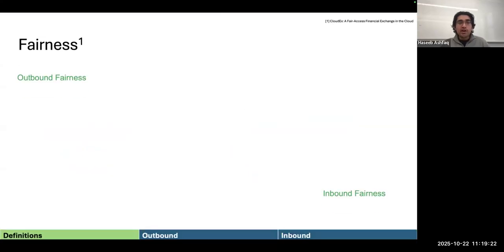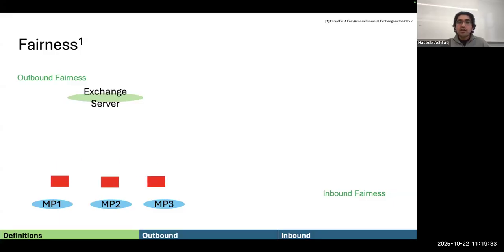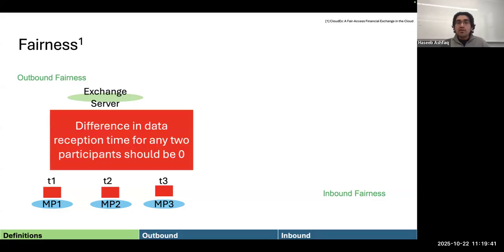So fairness, there are two kinds of fairness: outbound fairness and inbound fairness. In outbound fairness, we have an exchange server. It sends market data to all the market participants, and market participants may receive this message at different times. Let's say T1, T2, and T3. This difference in data reception time for any two participants should be zero. That's outbound fairness. That means all of them receive the data simultaneously.